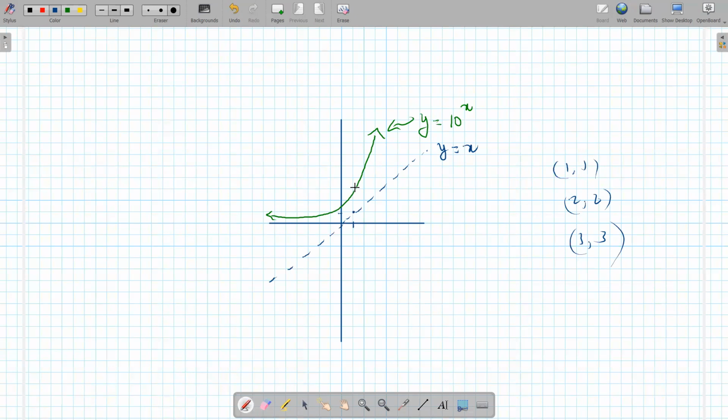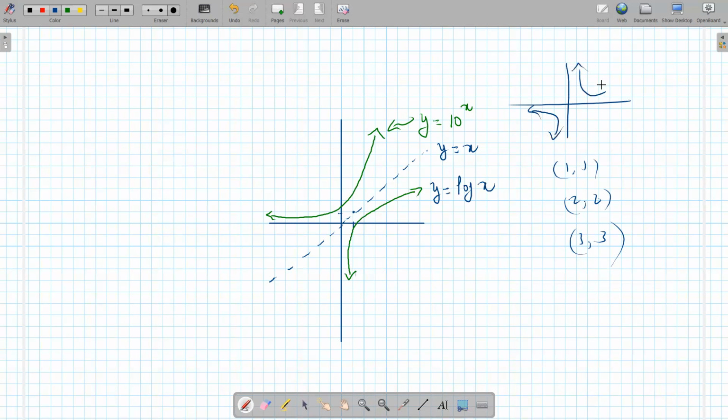Now what we're going to do is take this green line and reflect it on this dashed line. And it ends up looking like this. What is this function? Rational. So this one is y equals log of x. A rational function would be like that.